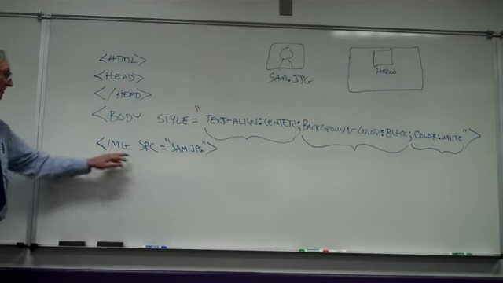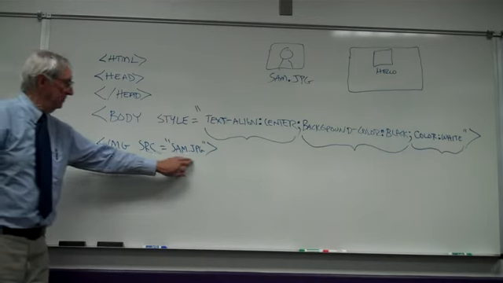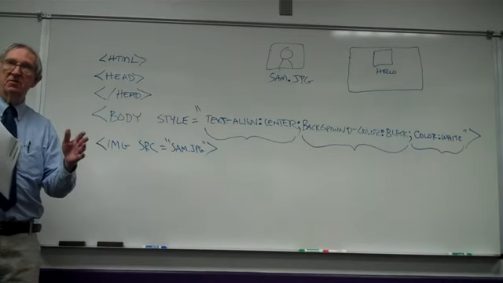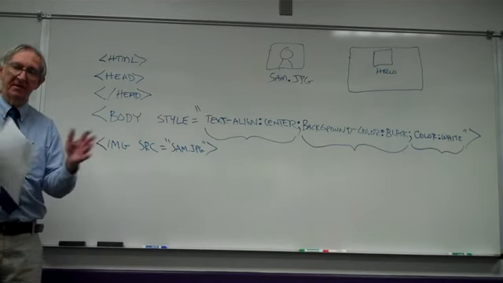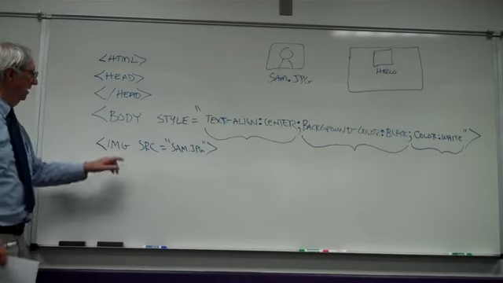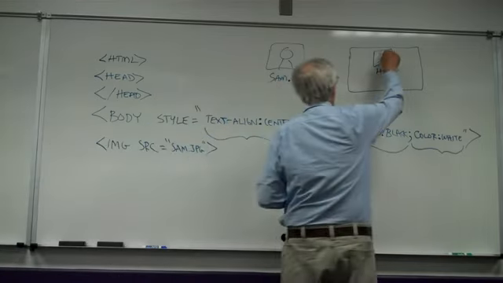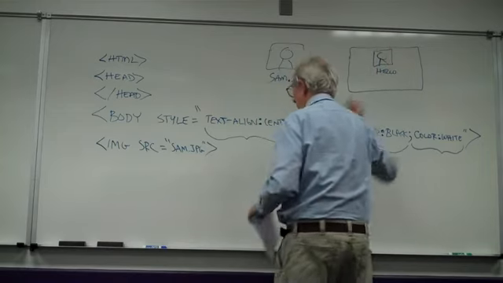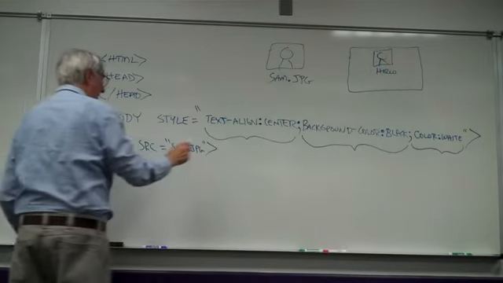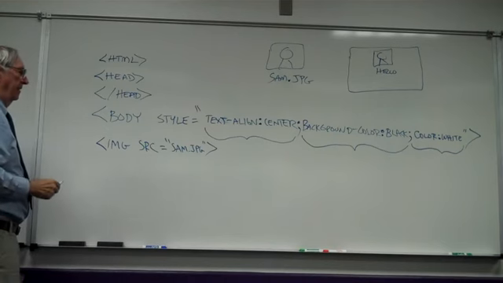And by the way, sam.jpg has to be in the same folder, in the CS101 folder with your program. Everything has to be in the same CS101 folder. If that's true, then Sam will show up right here. This will be Sam right here, and it'll show up.